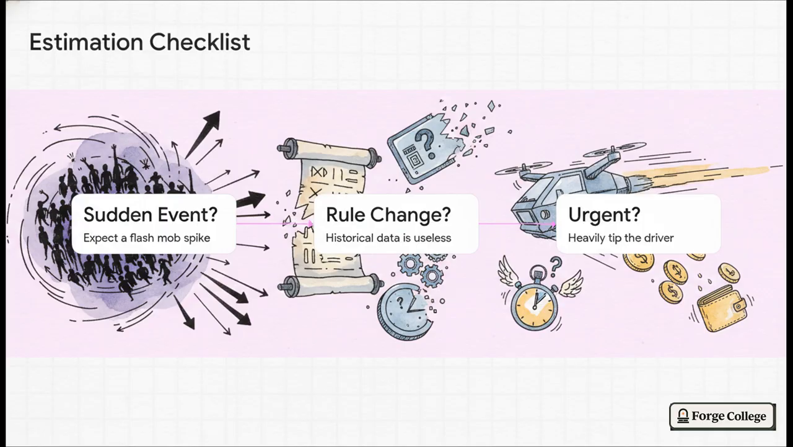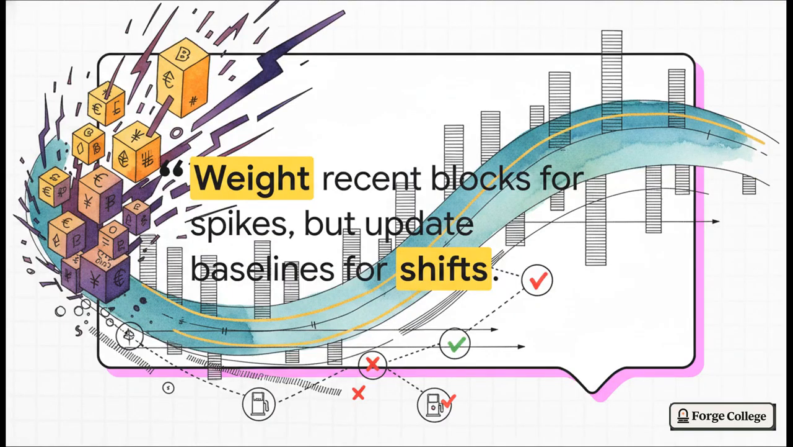And number 3, is your transaction highly time sensitive? Because if it is, you're going to need to heavily tip the driver. Honestly, I want you to burn this golden rule right into your brain. Weight recent blocks heavily for sudden spikes, but update your entire baseline for sustained regime shifts.